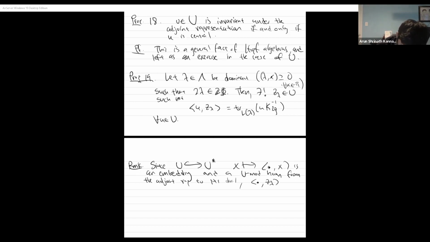This functional here, the pairing with Z lambda in U dual being invariant, implies that the preimage Z lambda is invariant. And then by the proposition, it's central. So we can add to the proposition furthermore, Z lambda is central.